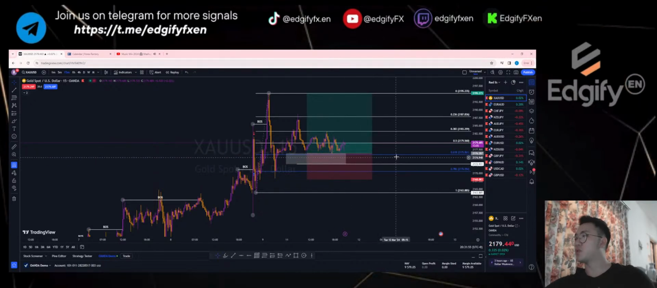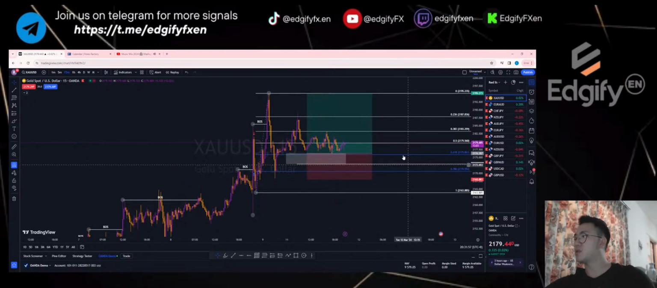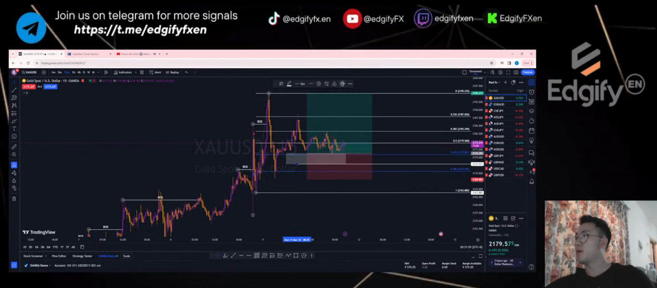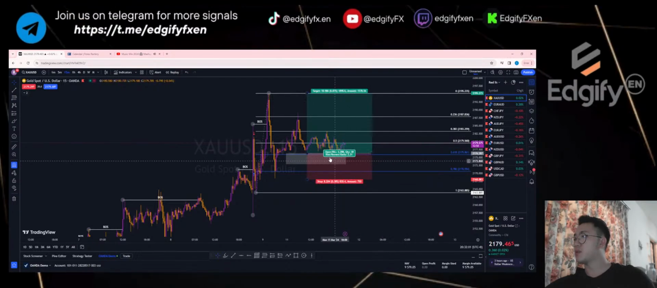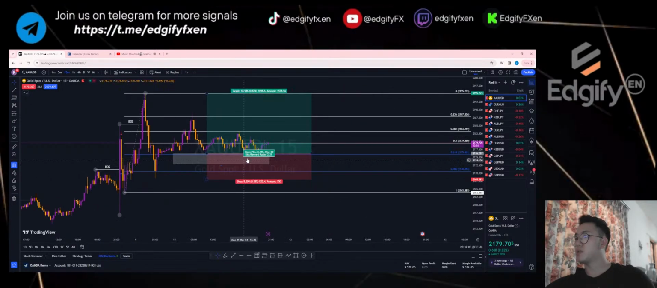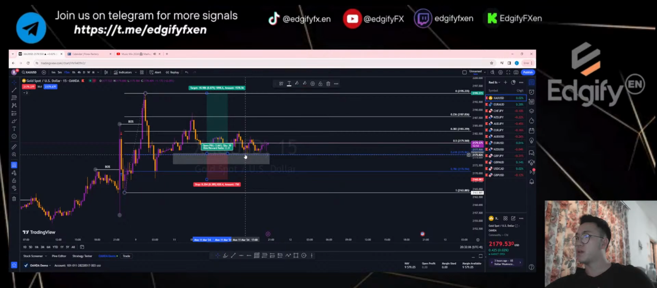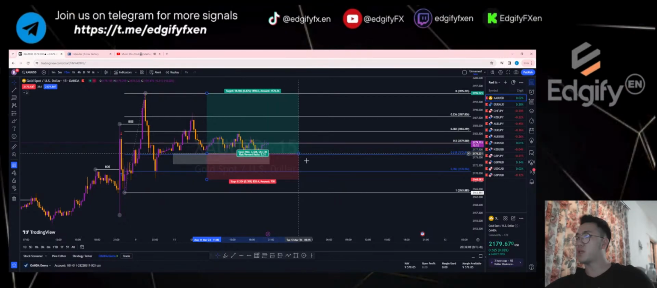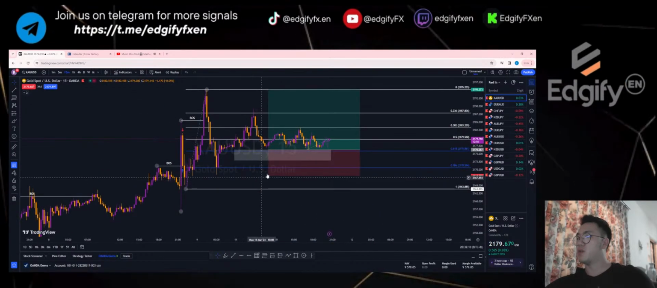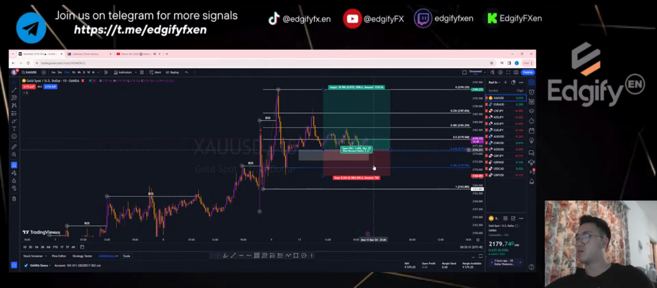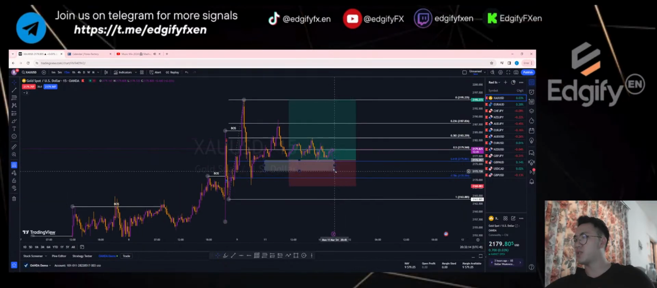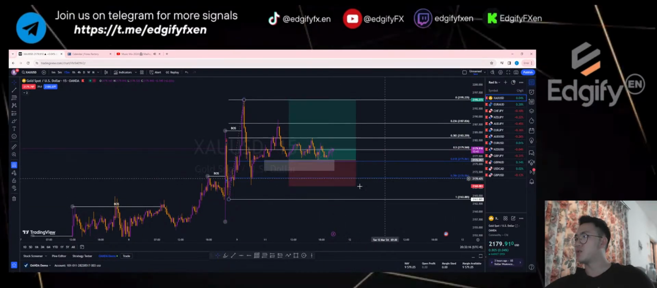I'm waiting for it to tap in between these two blue lines here. It has a very minor tap in here, if you can see, right here, but I'm not looking to take any entries yet. I will see if it will ride a little bit further down before I take an entry.